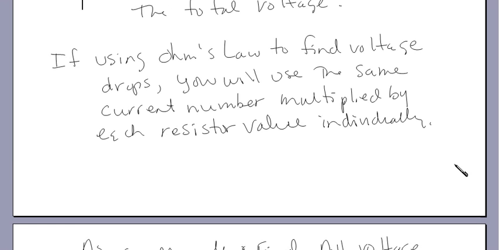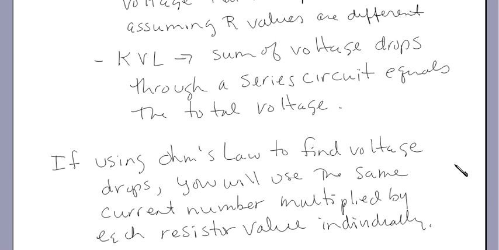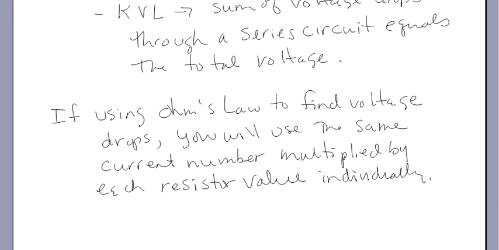Kirchhoff's voltage law says that the sum of voltage drops through a series circuit equals the total voltage. So basically, when you go around the closed loop in that circuit, the voltage drops across the resistors will all add up to the source. And likewise, in the series circuit, since there is only one path for current, the current value is the same.